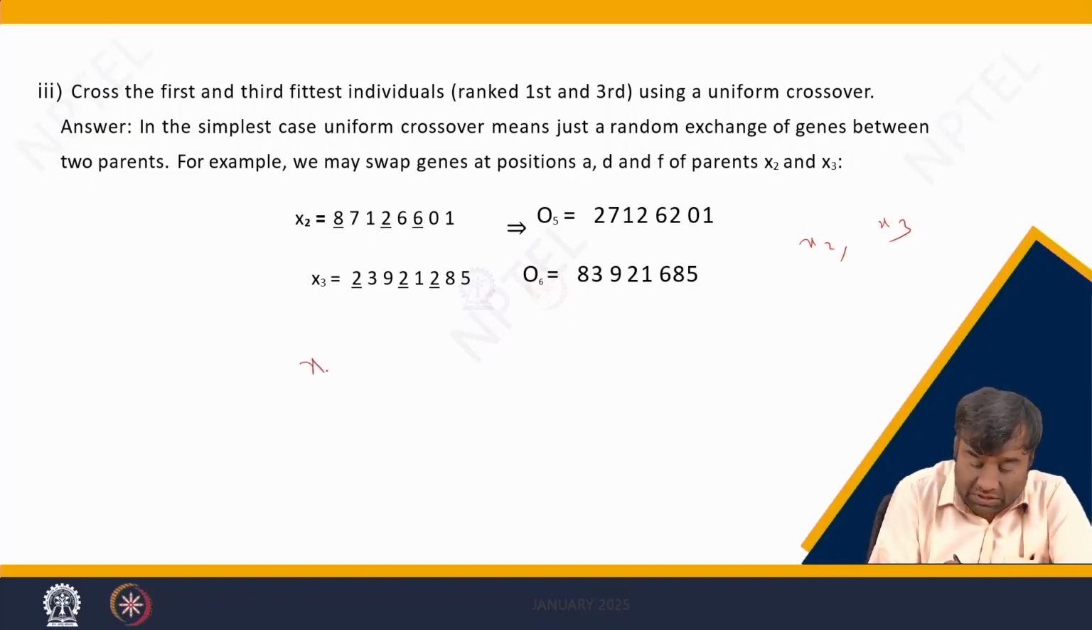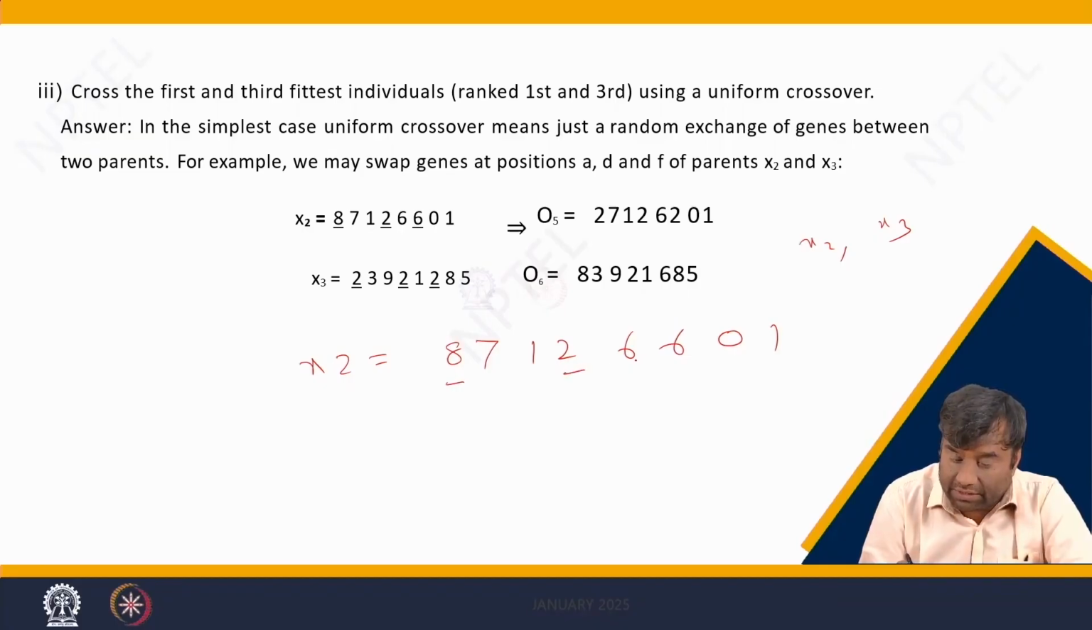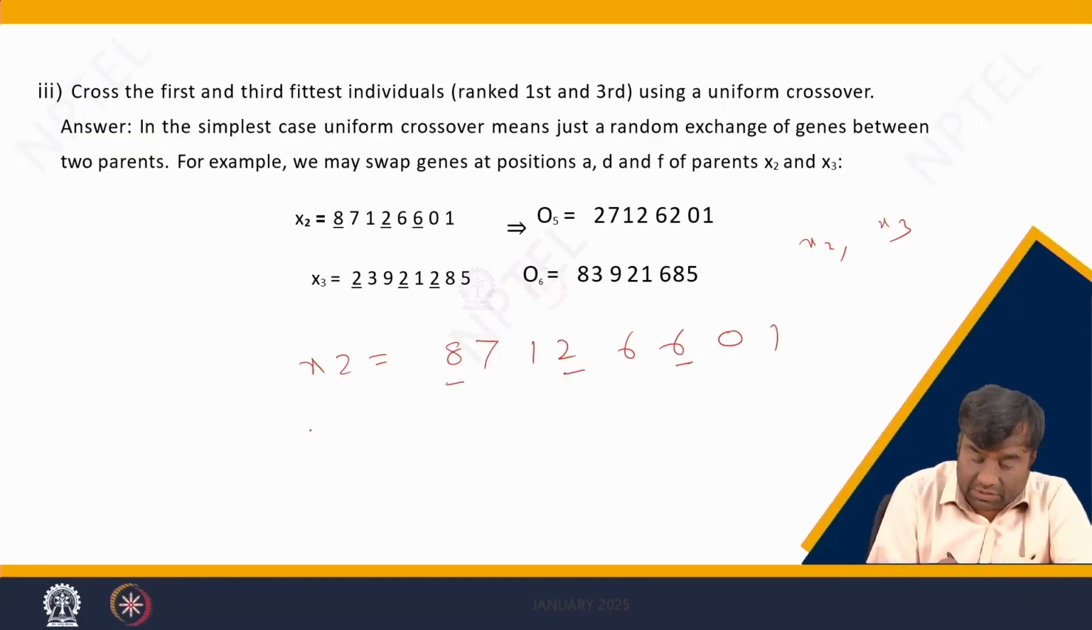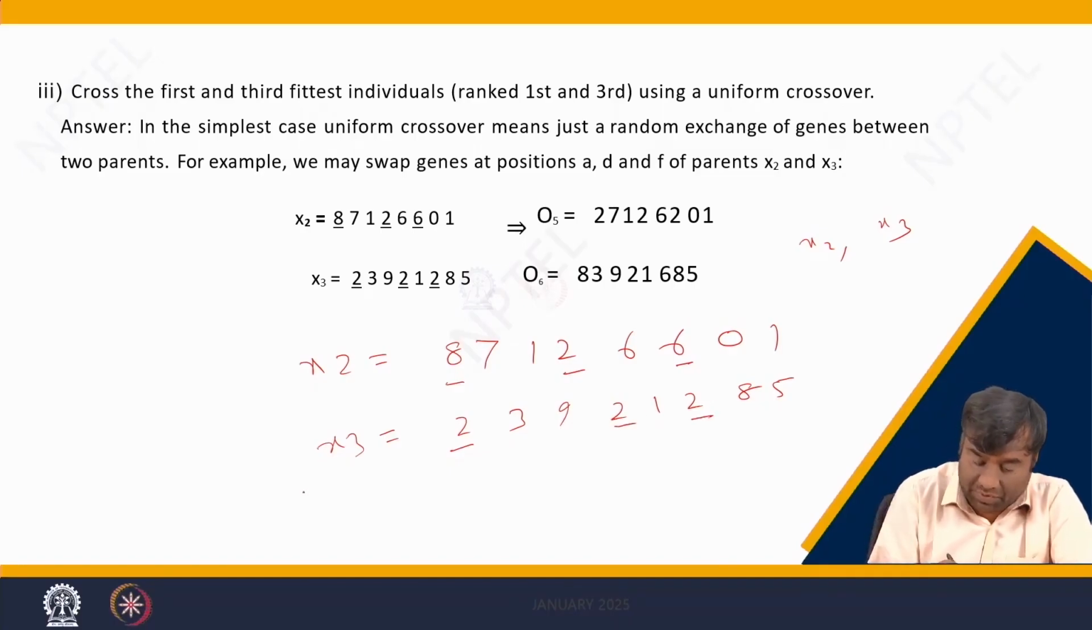I'm writing that x2 is 8 7 1 2 6 6 0 1. So that is A, then we see D, and then E, F here. Similarly, x3 is basically 2 3 9 2 1 2 8 5. So here we need to check. So offspring 1 is the exchange between the genes.